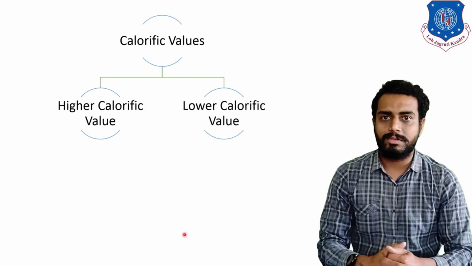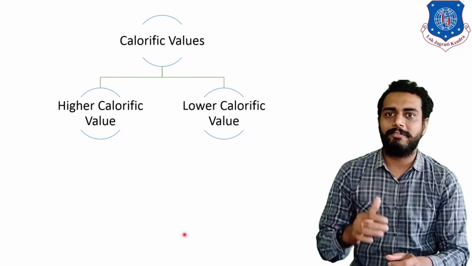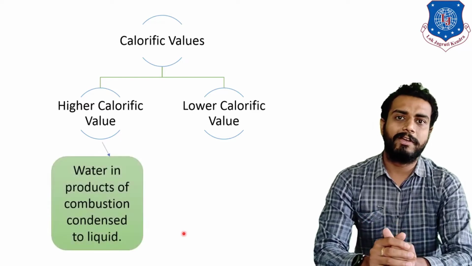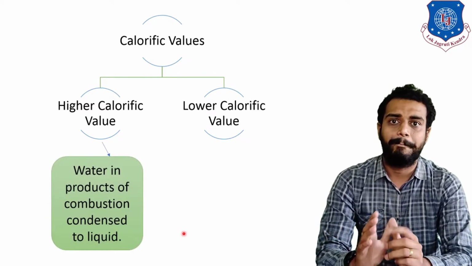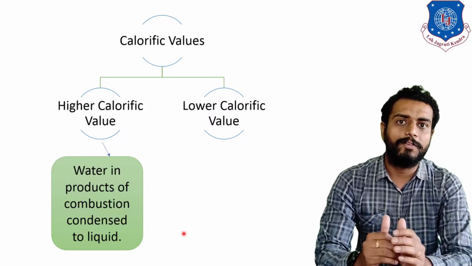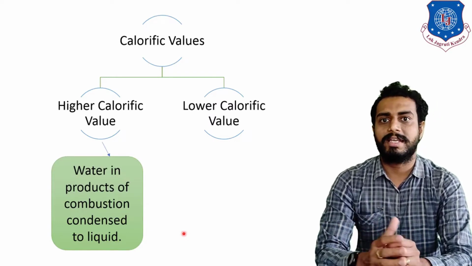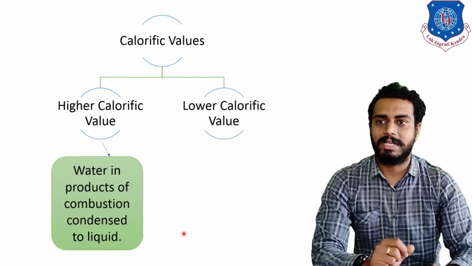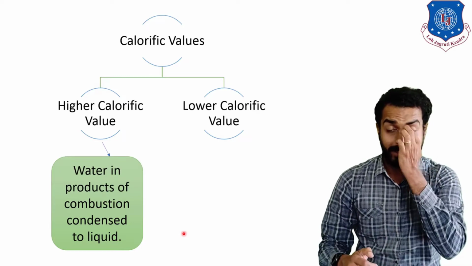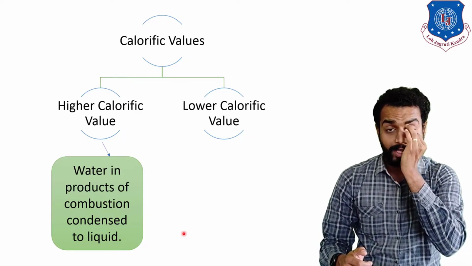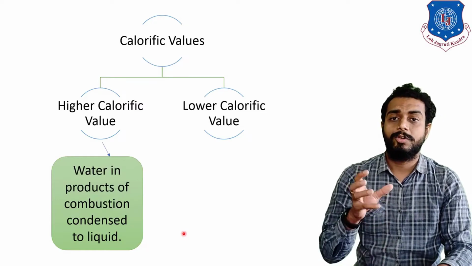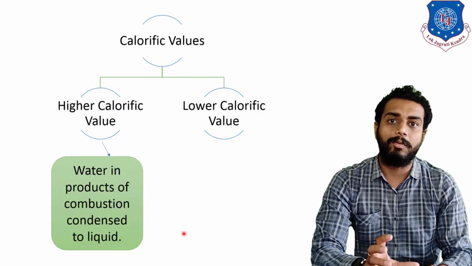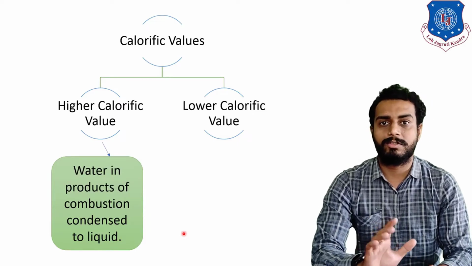Now, calorific values. There are two kinds of calorific values: higher calorific value and lower calorific value. Let us understand. The meaning of calorific value is very simple: the amount of heat released by burning a particular unit of a substance. Okay, that is known as calorific value. So higher calorific value is very simple. When you have water in the product side, that is your H2O is in the liquid form, then it is known as the higher calorific value. And if you have H2O in gaseous form, then it is known as lower calorific value.